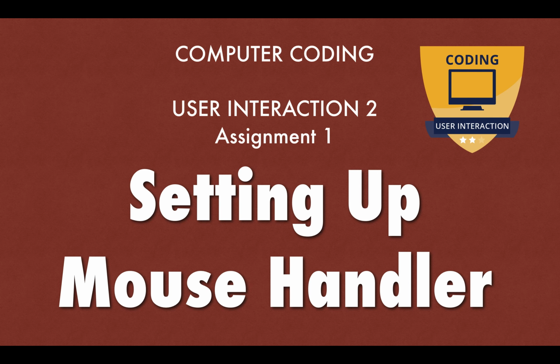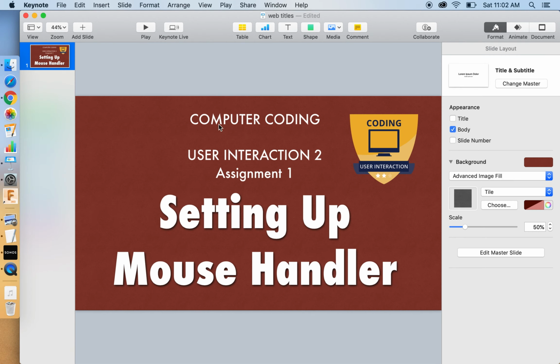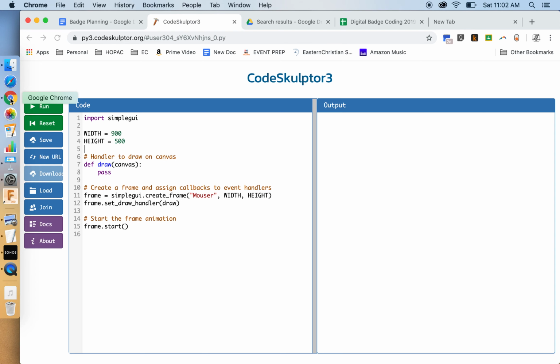For our first assignment, our first tip, we're just going to look at the basics of setting up a mouse handler. Honestly, if you've watched a tutorial on how to do this, the assignment should be pretty easy, because it's really just taking what we did and making a slight change to it. Here might be a basic sample CodeSculptor base to start working with.